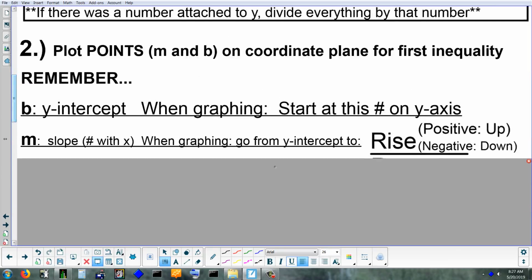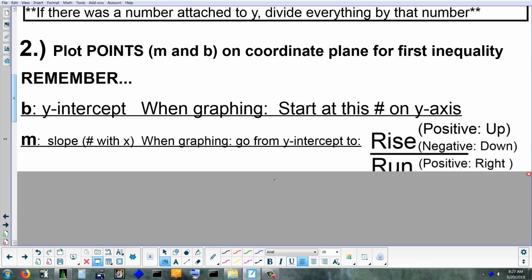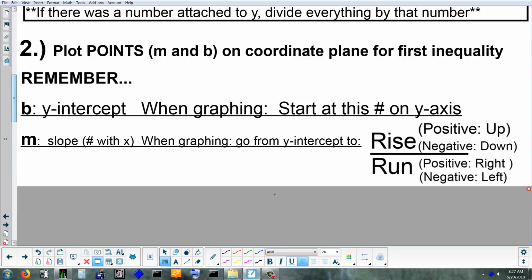So remember, you need the slope because once you plot your y-intercept, that tells you which way to go to get more points. You're either going to go up and to the right, or you're going to go down and to the right. Okay, we always go to the right. It just makes it easier. Right? So you can write all that down.